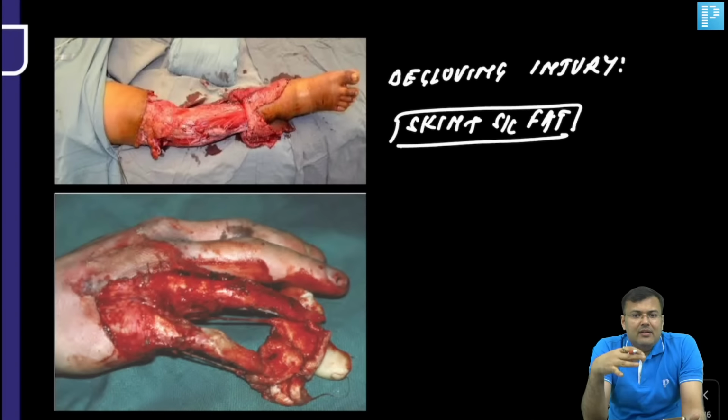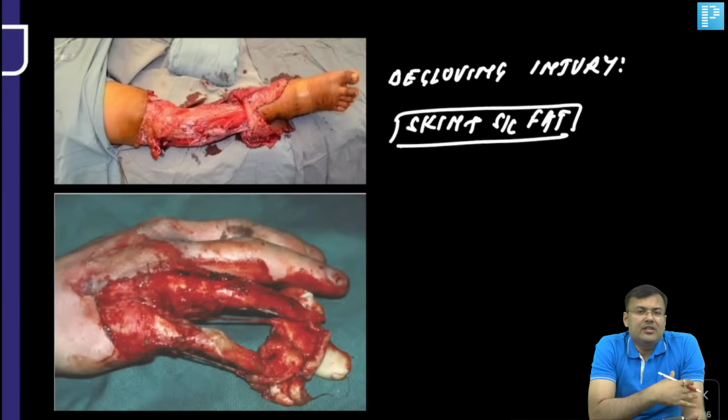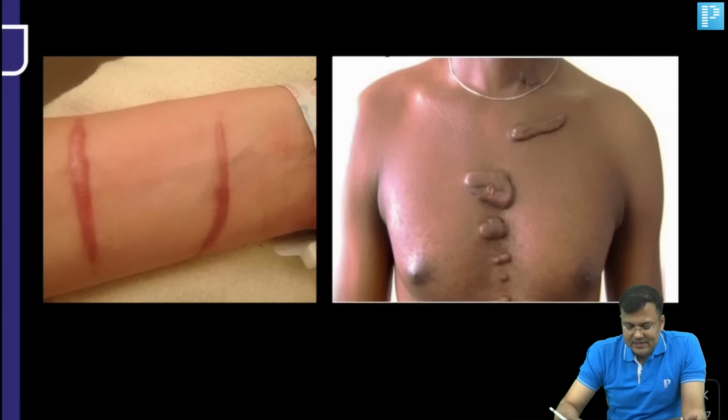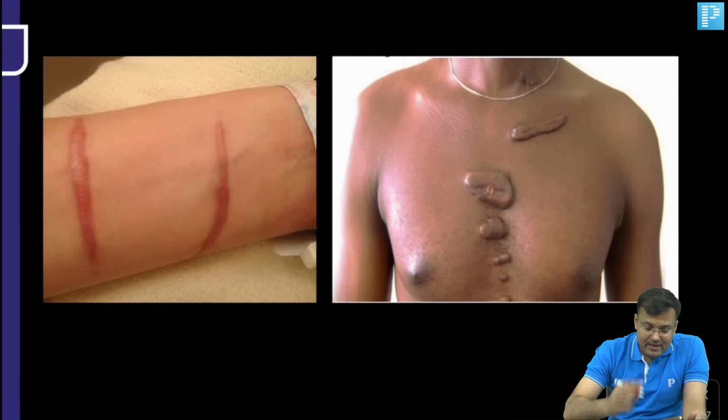This is degloving. किस में होता है? It is crush injury. कभी टायर चढ़ जाता है, उस केसेस में you are going to find this kind of degloving injury. This was an image based question. Next guys, tell me what is the name of this condition?